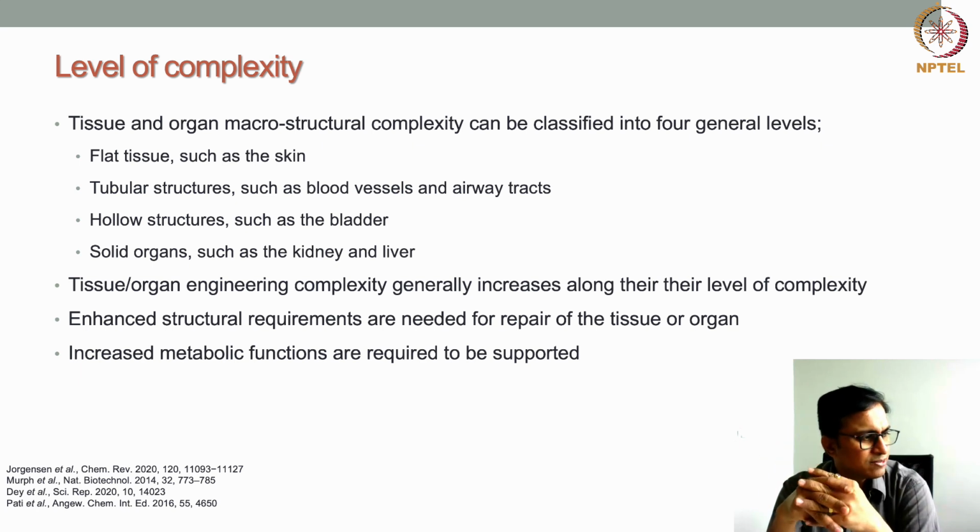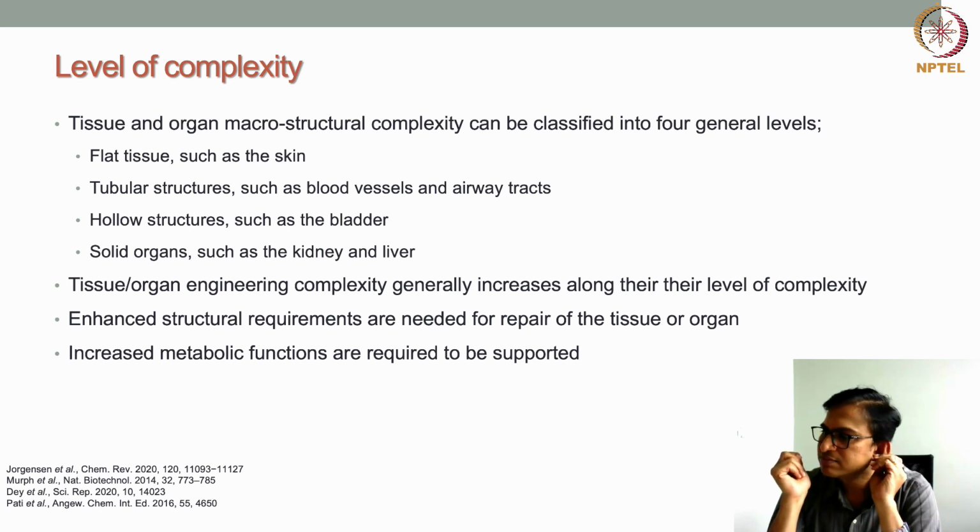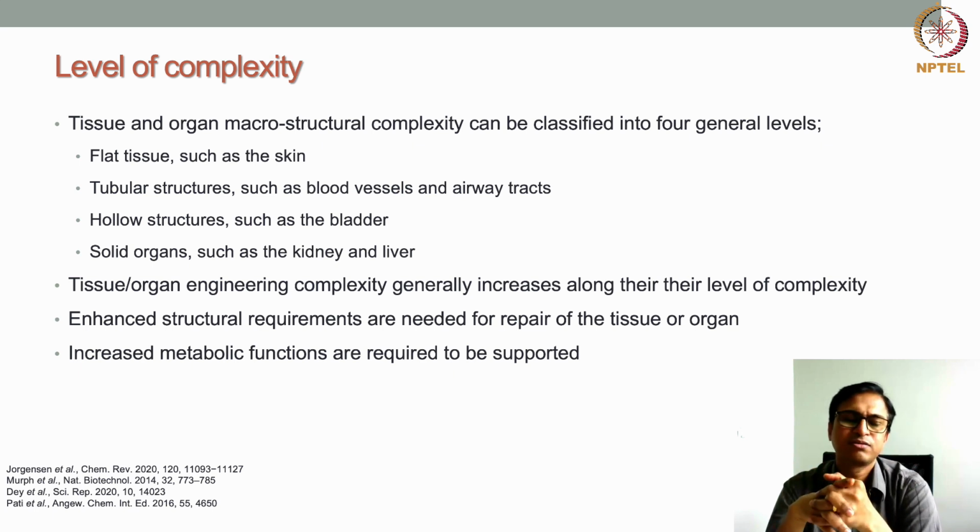Then the highest level of complexity is present in the solid organs, like kidney, heart, liver, pancreas, all these different organs. They have a very high level of complexity, because they have a very high level of structural detail. So we need to understand all these things, and accordingly we need to devise our strategy to target any of these organs for bioprinting.